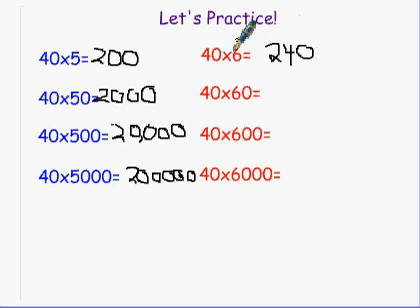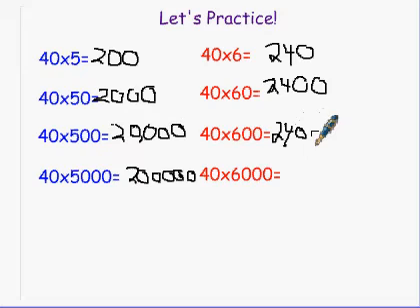40 times 6, that's 24, pretty easy, plus the 0 from my problem. 4 times 6, 24, plus 1, 2 zeros from my problem. 4 times 6, 24 with 1, 2, 3 zeros from my problem. 4 times 6, 24 with 1, 2, 3, 4 zeros from my problem.